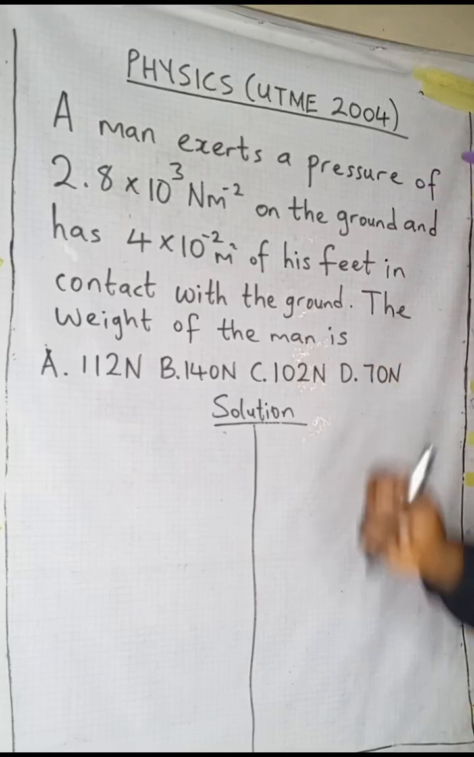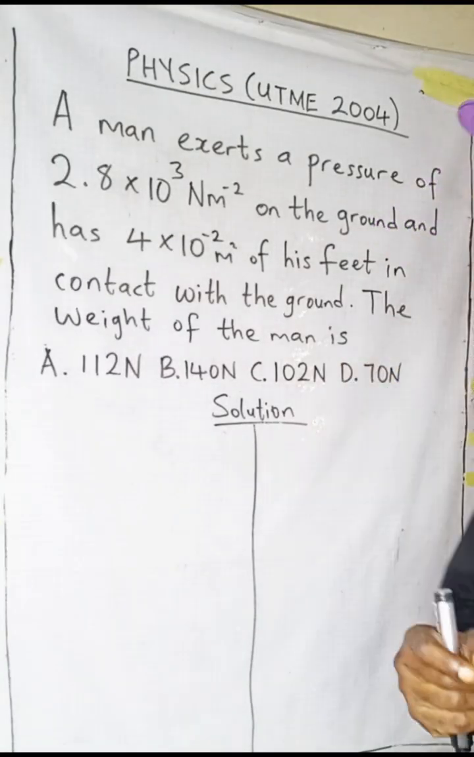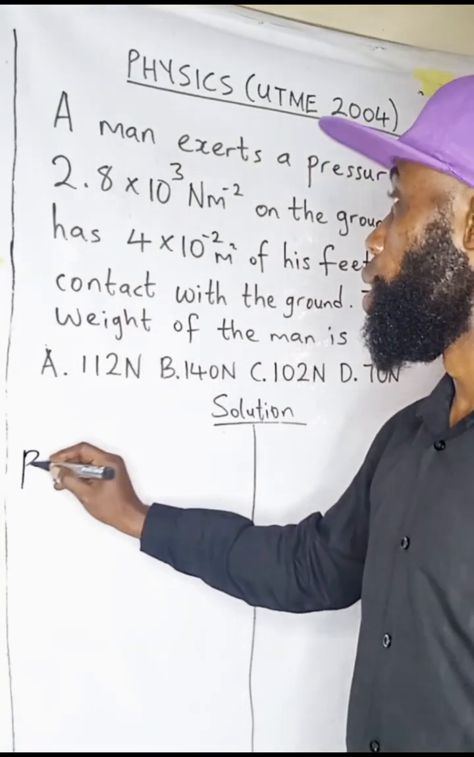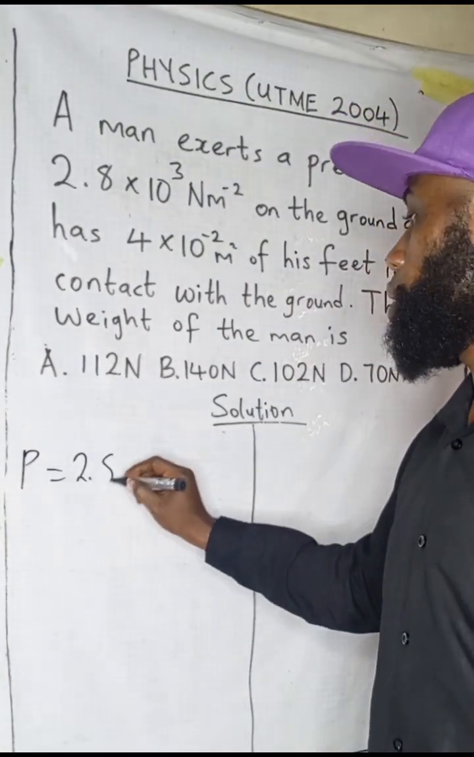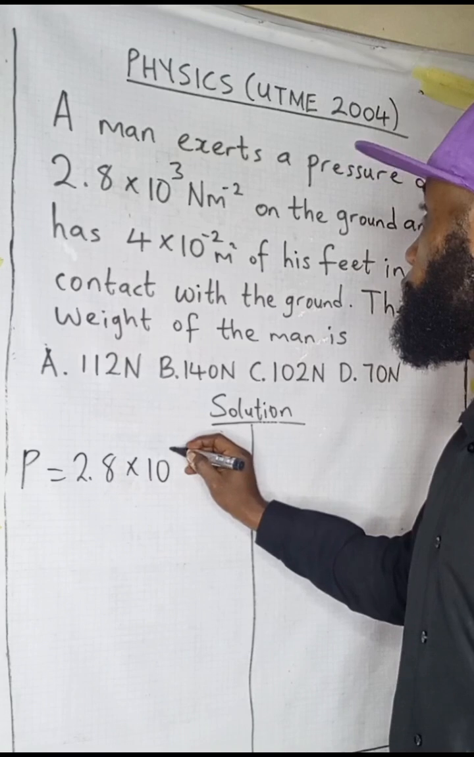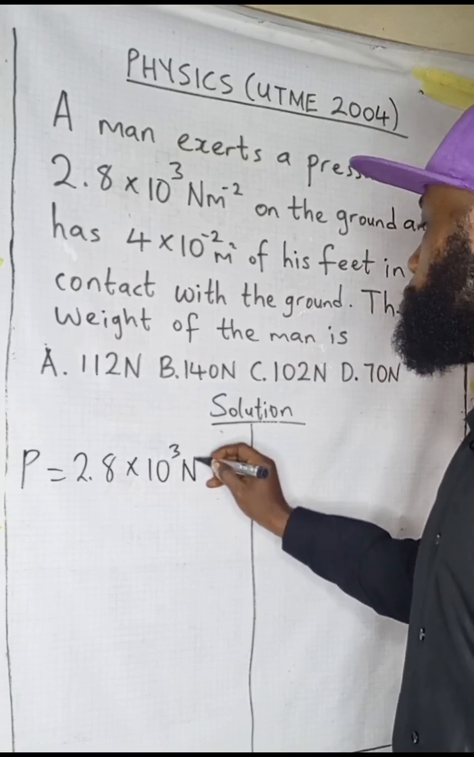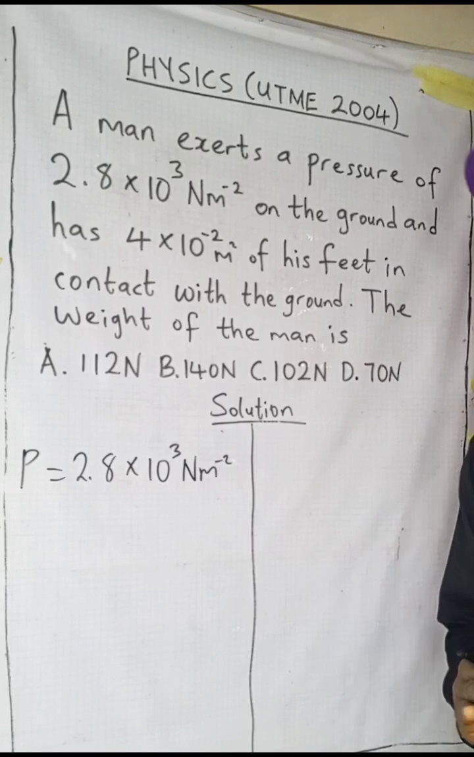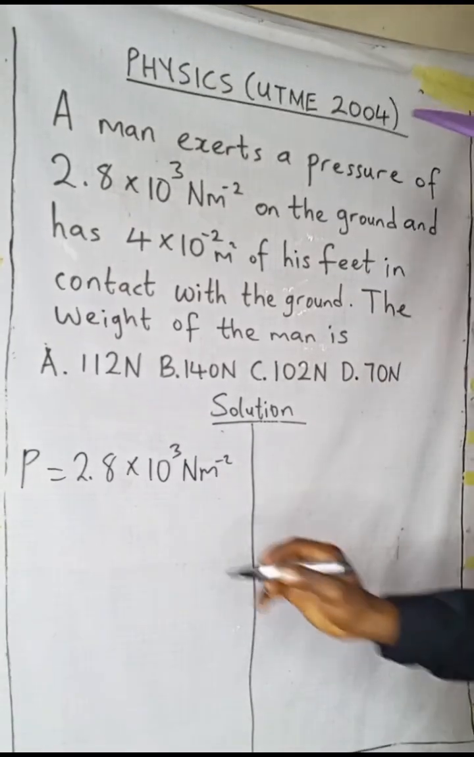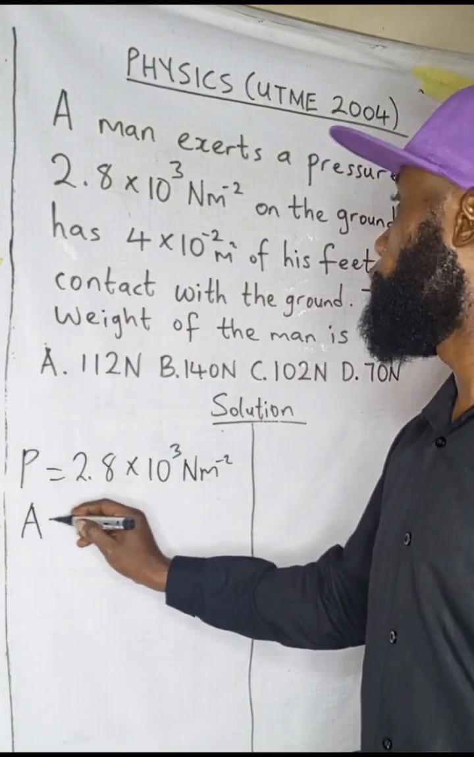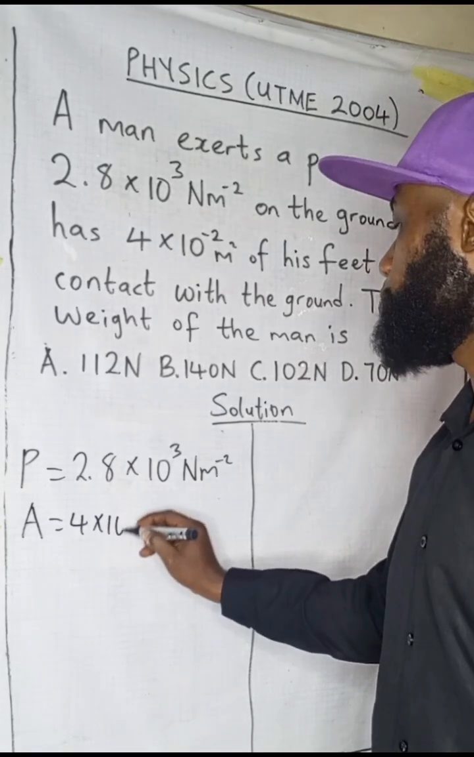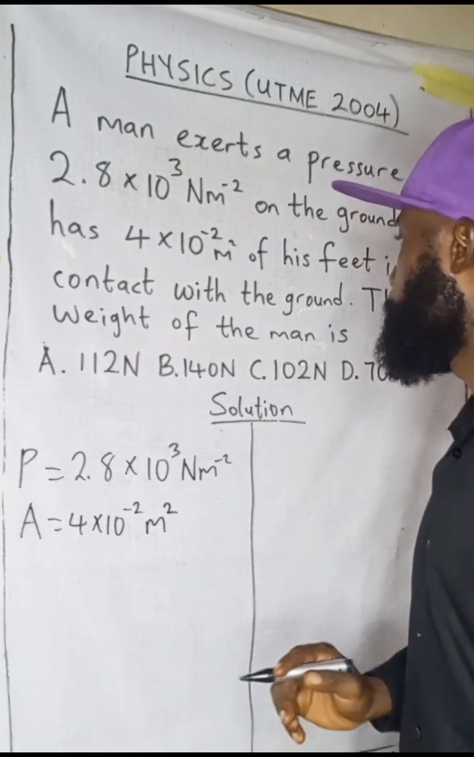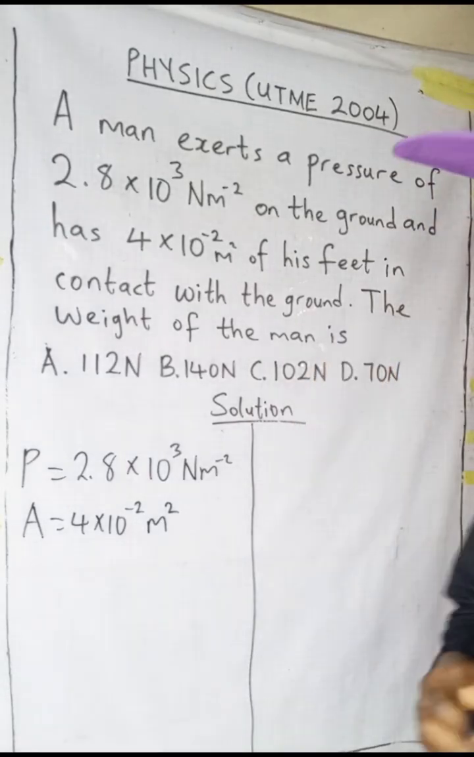We have a man here whose weight we are going to find. Now that man exerts a pressure of 2.8 times 10 to the power of 3 newtons per meter squared on the ground, and his feet covered an area on the ground of 4 times 10 to the power of minus 2 meter squared. So let's find the weight of the man.